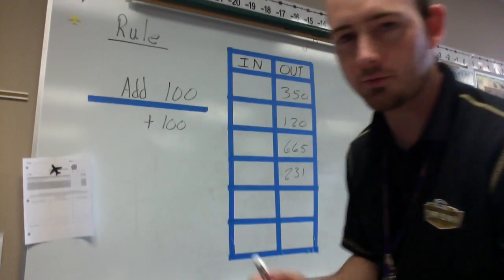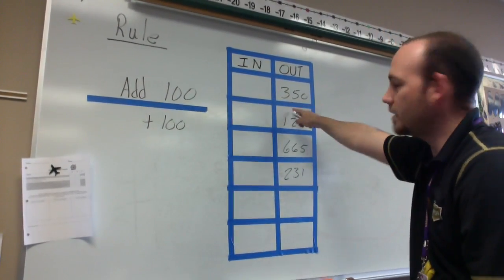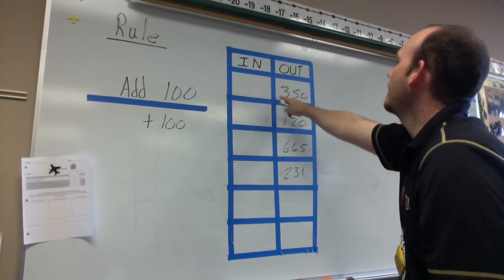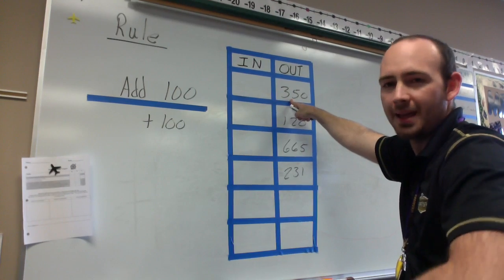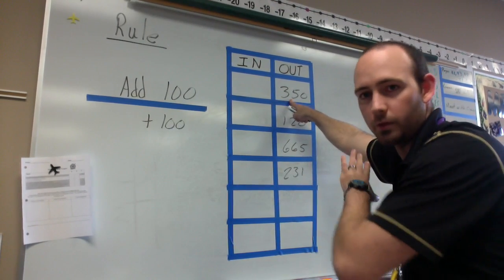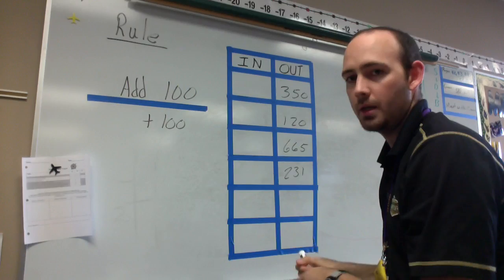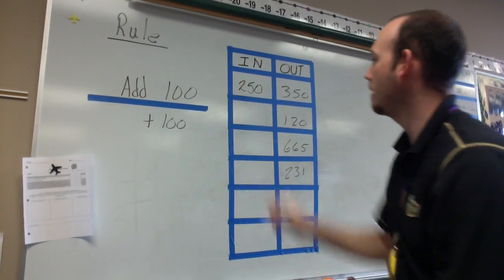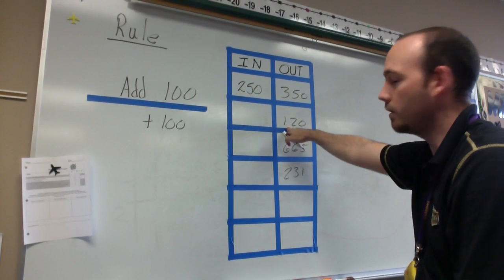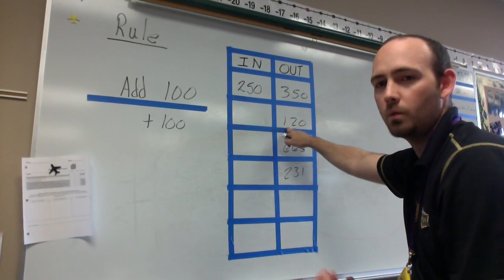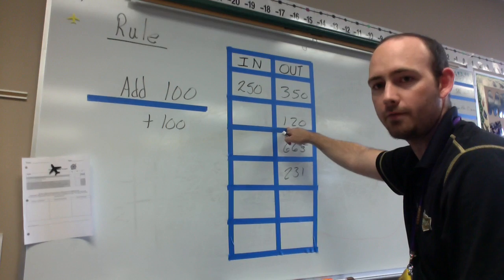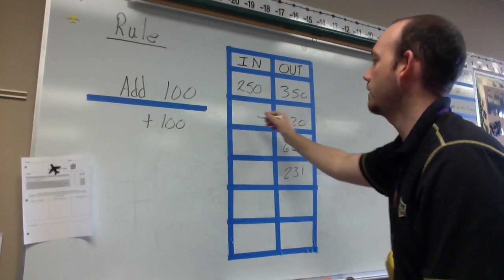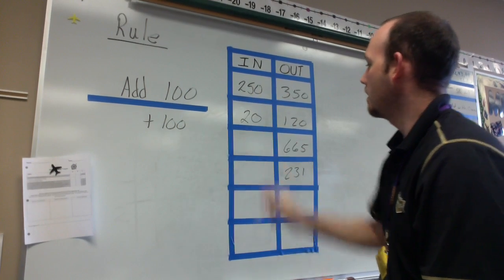So now we kind of have to work backwards. We know what the machine gave us. We don't know what we put into it to begin with, though. So if they gave us 350, it already added 100 to it, so we almost have to go backwards 100. So we should end up at 250. At 120, you need to think, what did we already have that when we add 100, we end up at 120? Hopefully you come up with the answer of 20.